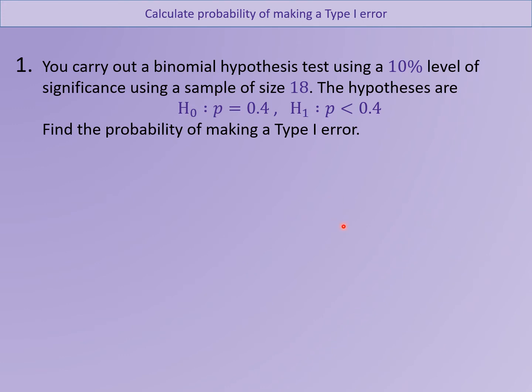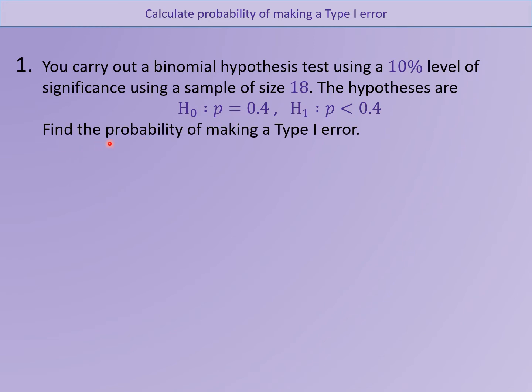Okay, so let's have a look at question 1 then. Question 1 says you want to carry out a binomial hypothesis test using a 10% level of significance. The sample size is 18 and your null hypothesis is that the probability is 0.4. So the chance of you being successful out of this 18 is about 0.4, and we believe that there's an alternative hypothesis that the probability is actually less than 0.4. We don't believe that the probability is 0.4, we think it's less. And we're going to check that using this set of data.